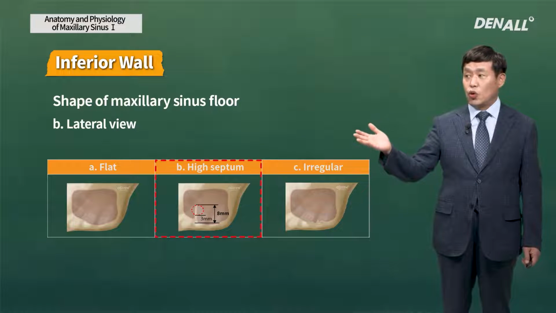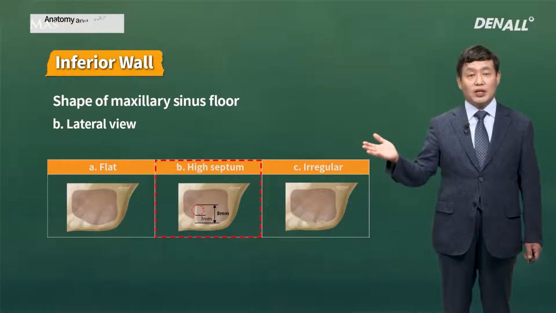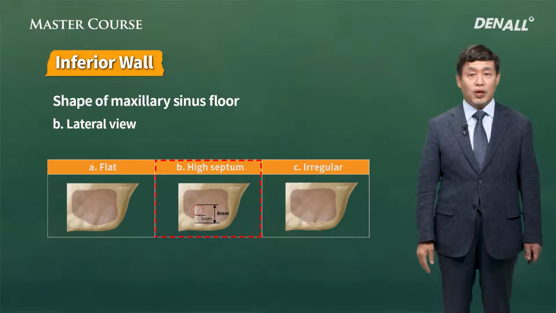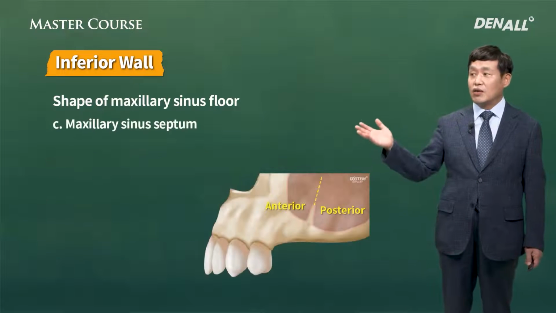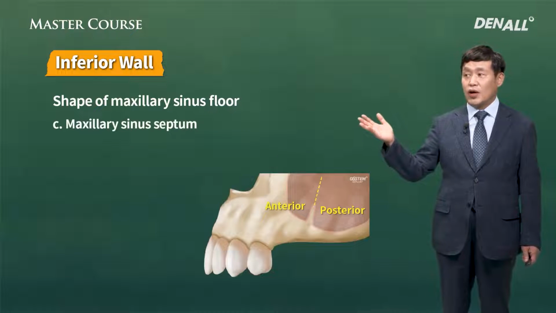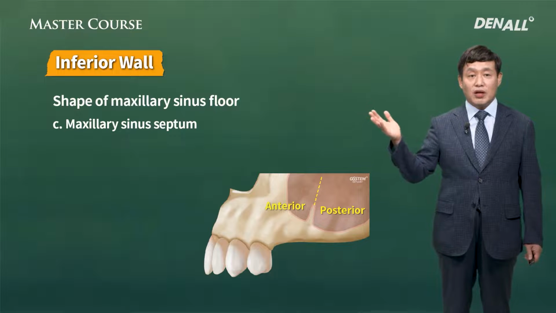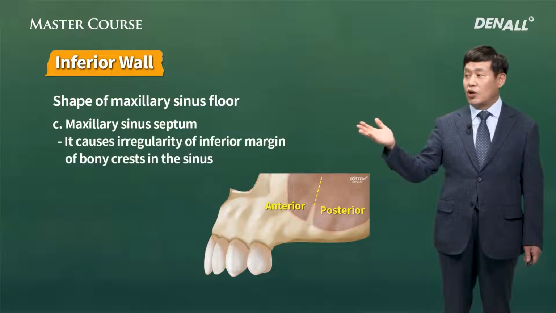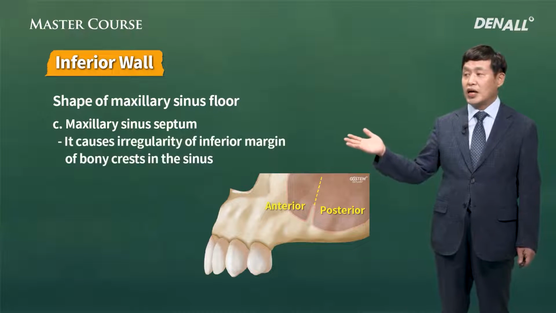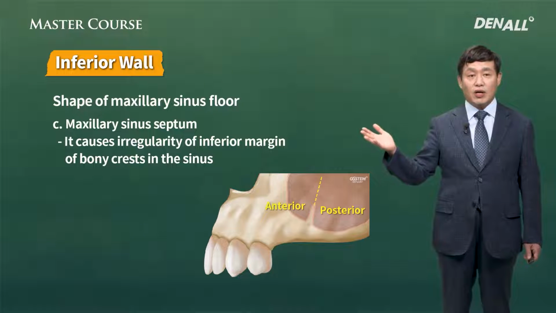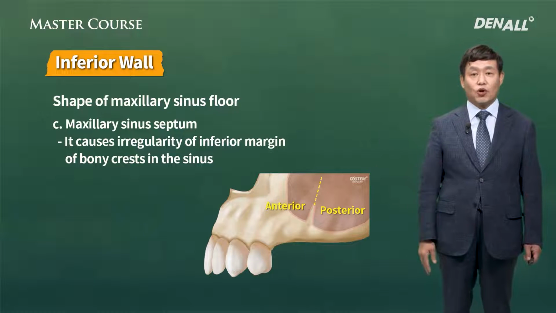Next, if there is a high septum, when you do the surgery, that can pose some inconvenience. A septum can exist in the sinus floor. It causes irregularity of the inferior margin of the bony crests in the sinus, which causes some problems.